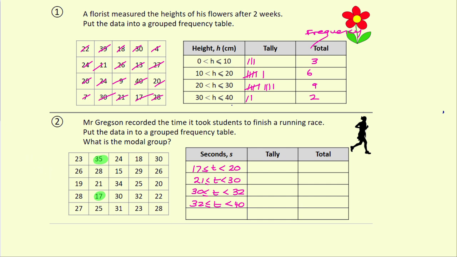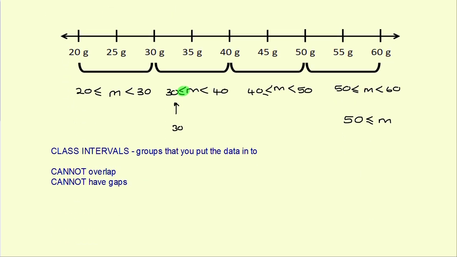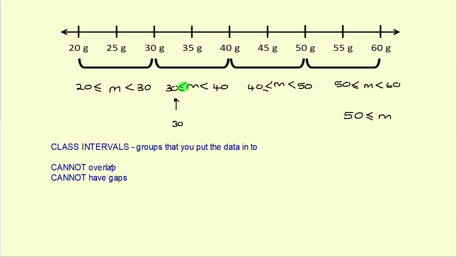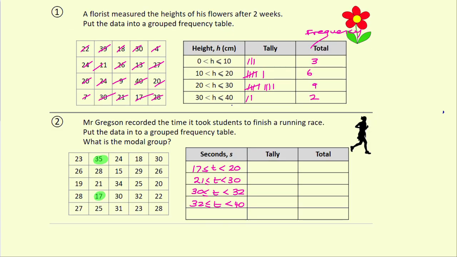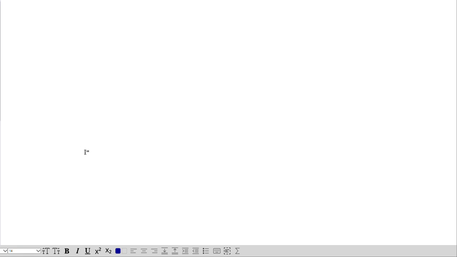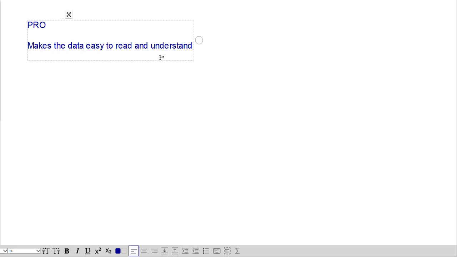Right, so key points then, as we've mentioned, class intervals, the groups you put the data into, they can't overlap and they cannot have gaps. Right, we're just going to quickly talk pros and cons of grouped data. Now, the first one, the pro, as I showed you on the graph at the beginning, is that it makes the data easy to read and understand, and it also makes it easy to spot patterns and compare the data.